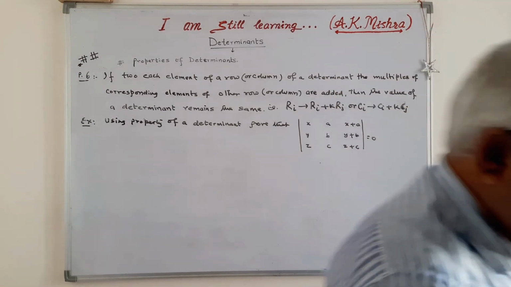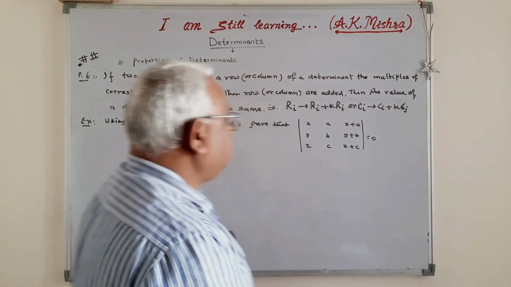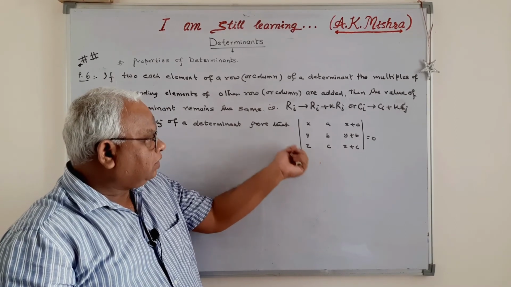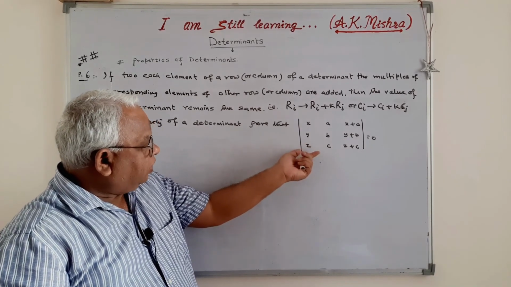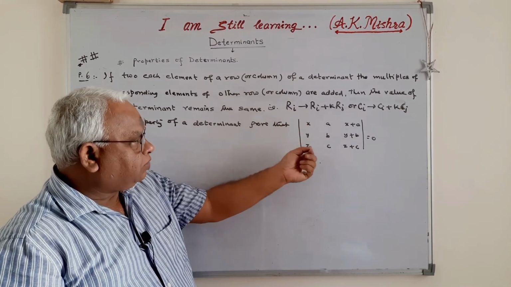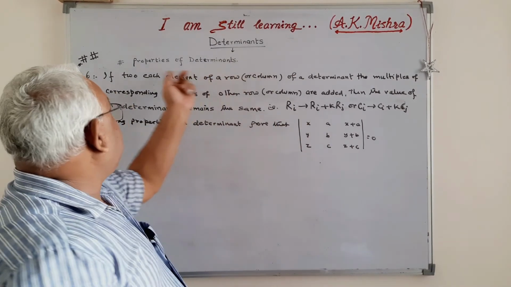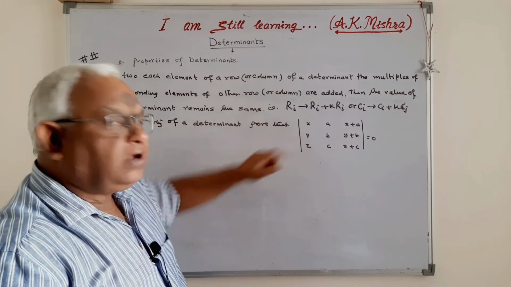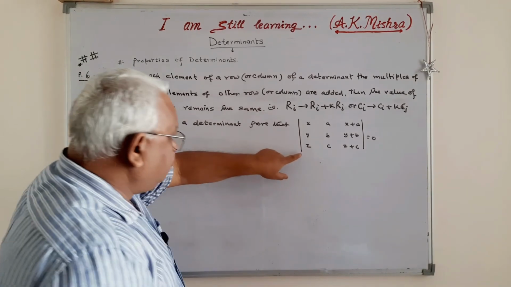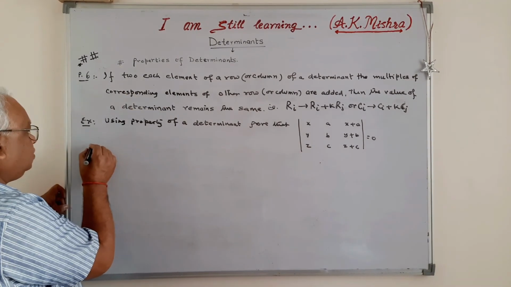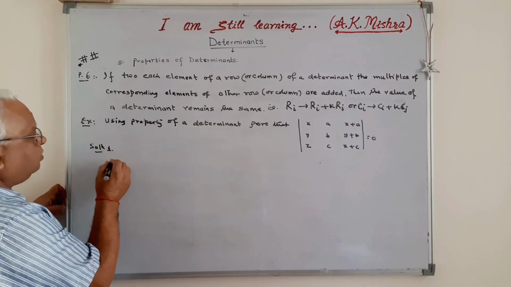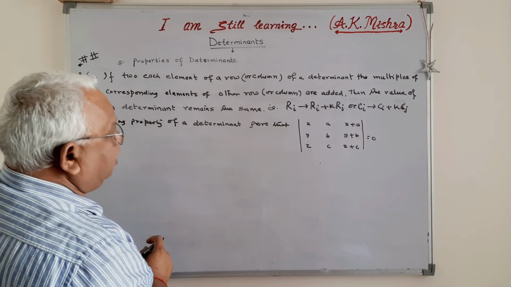Purposefully I have taken this example. The reason for taking this example is that this problem is based on this property only, but it can also be done by the previous property, property number 5. So I would like to solve it by both. So the first solution, solution number 1: let us use this property.